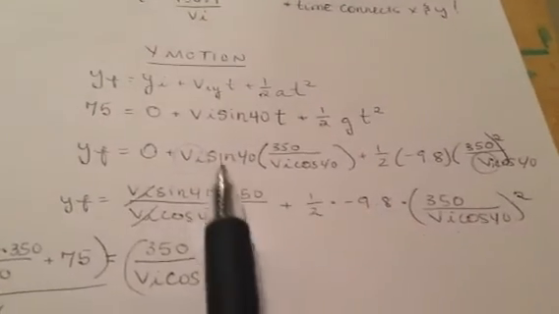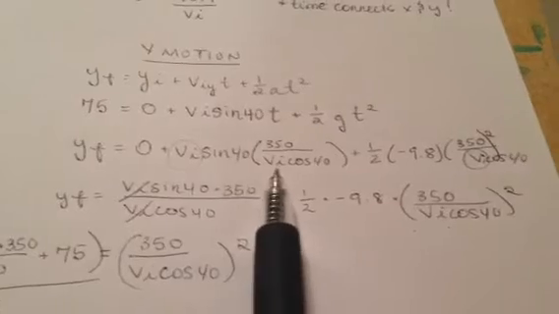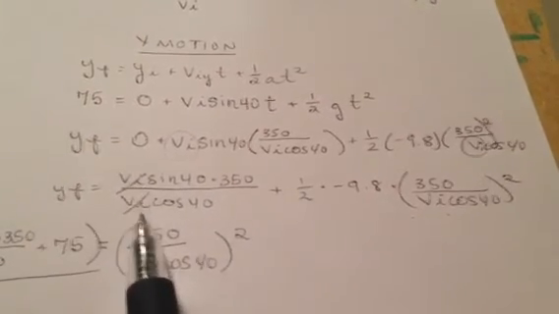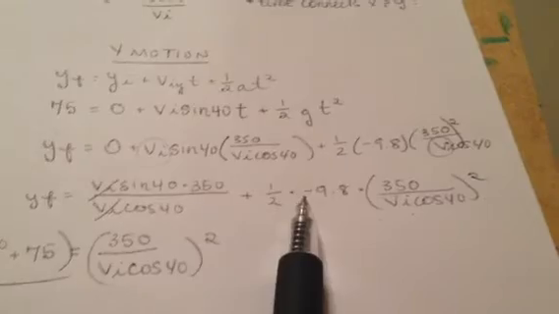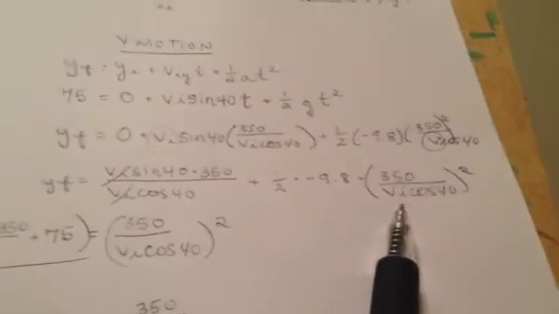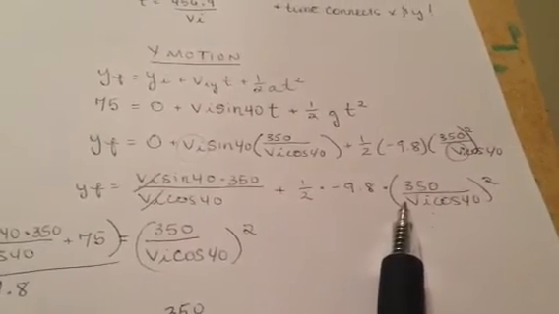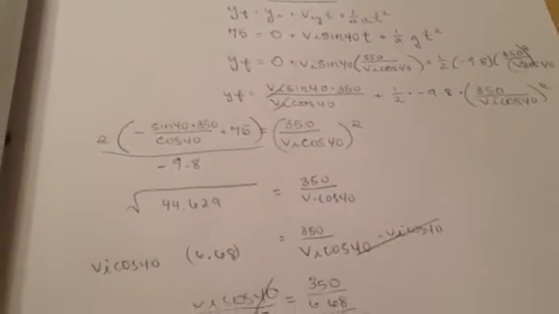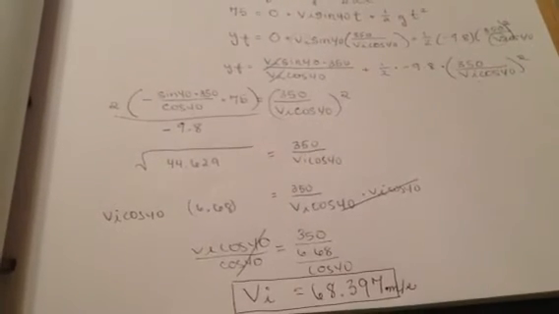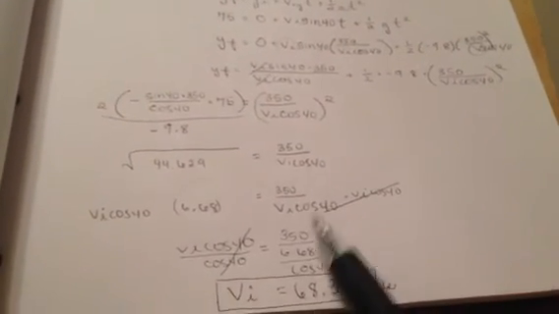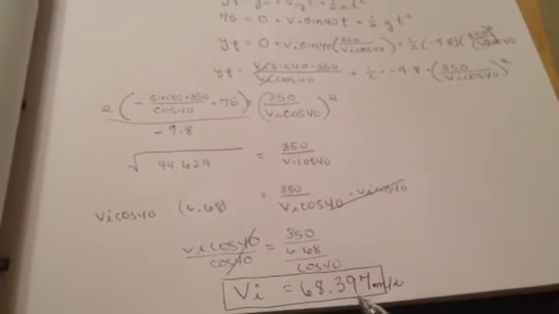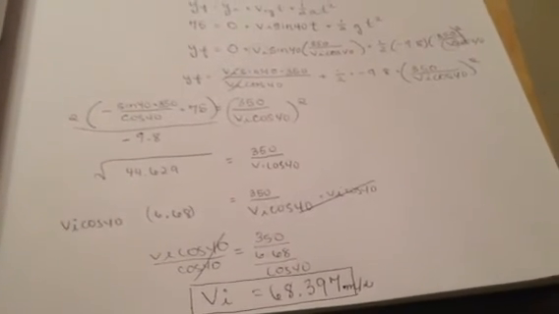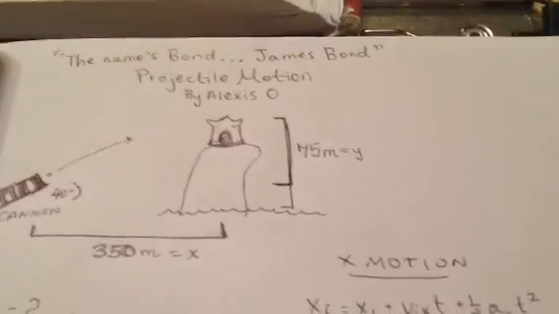In this case, this velocity and this velocity are going to cancel out because they're divided by each other. And then you only have one variable that you don't know. Then you just solve for vi, and it takes a little bit of work, but you plug it into the calculator and you come out with this value, 68.397 meters per second. And that is how fast the projectile must travel in order to hit the enemy territory in the movie James Bond.